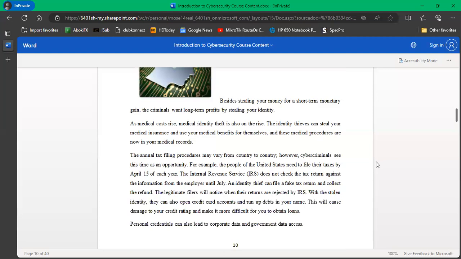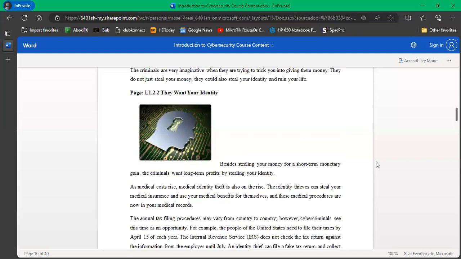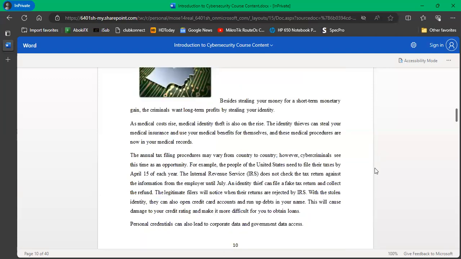Now, the next topic is they want your identity. Besides stealing your money for a short-term monetary gain, the criminals want long-term profit by stealing your identity. As medical costs rise, medical identity theft is also on the rise. And the identity thieves can steal your medical insurance and use your medical benefits for themselves. And these medical procedures are now in the medical records.